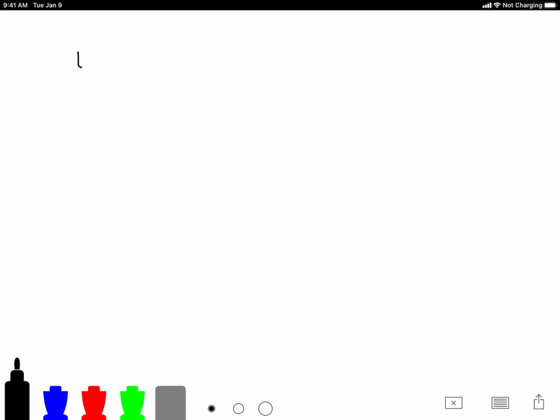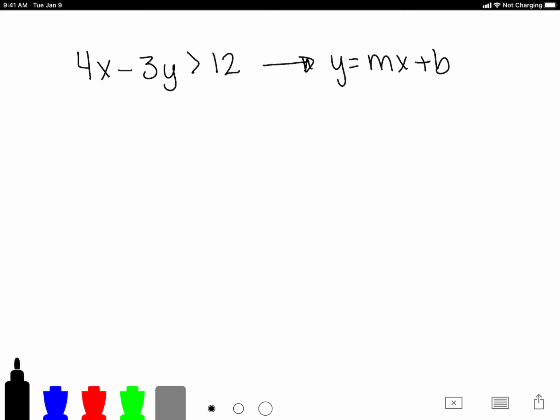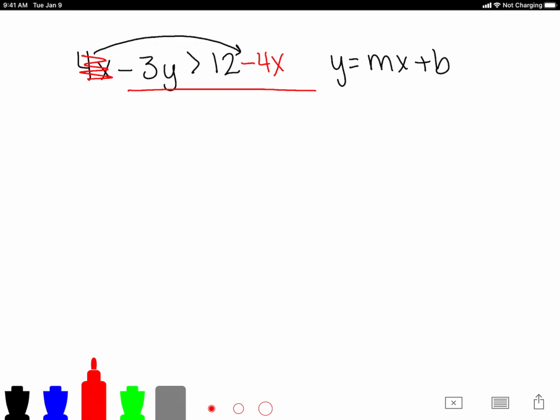All right, so what if I gave us 4x minus 3y is greater than 12, and I wanted to graph this inequality? Well, I've got to get it into y equals mx plus b, but I don't have an equal sign this time. Just pay attention to that inequality. To do that, just like before, you're going to move the x term, which becomes a minus 4x. And then I'm going to divide everything by the number in front of the y, so in this problem, -3.